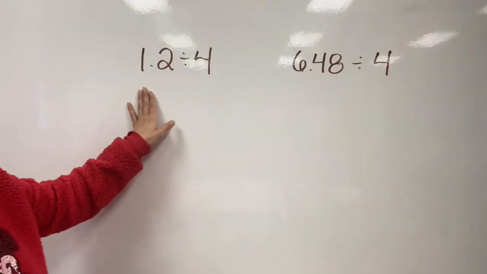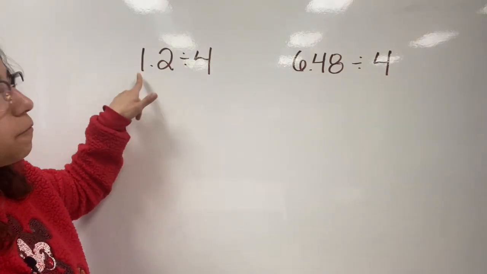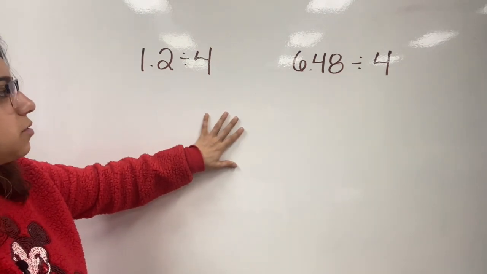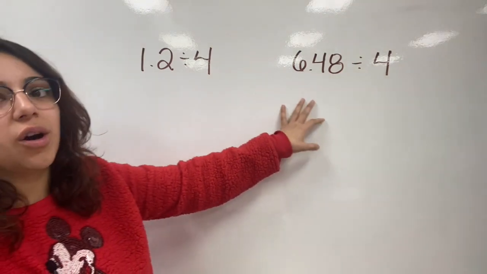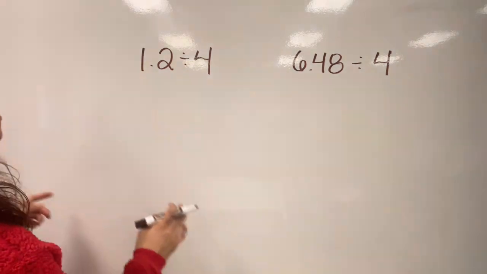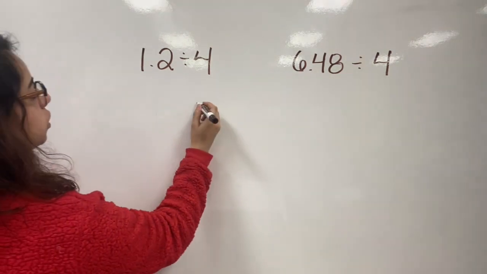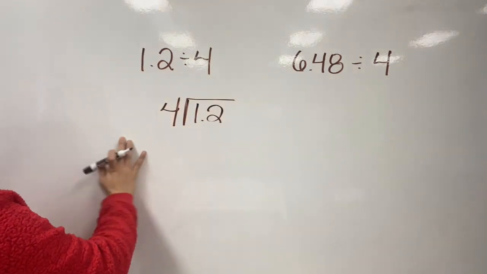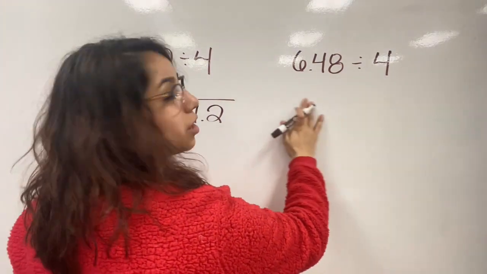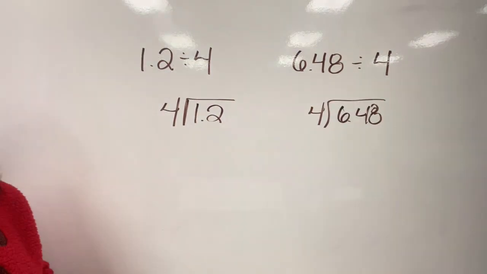Les voy a enseñar. We always put the first number inside of the box to divide. Siempre vamos a poner el primer número adentro de la caja para dividir. So we're going to put this one over here like that. Y va a aparecer así. And same thing over here. Igual con este. Okay, now we can get started.